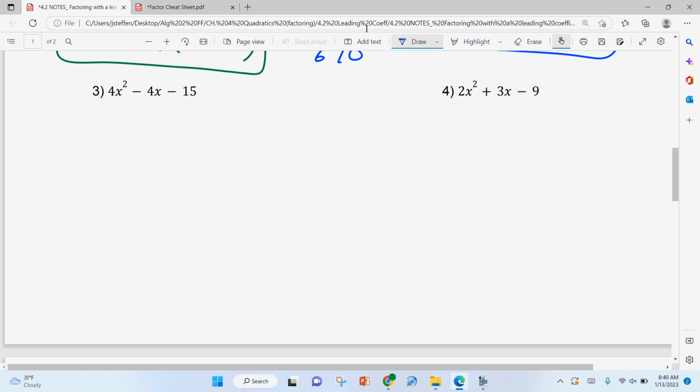So you start doing everything the same. 4 times negative 15 is negative 60, I believe. And we want numbers that add up to be negative 4. So factors of negative 60, remember it's negative, so I'm going to make my left-hand side negative.